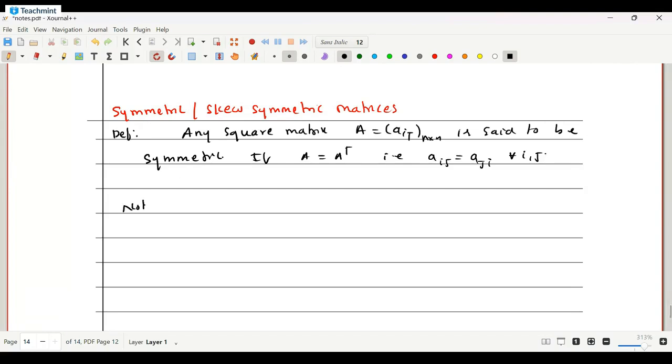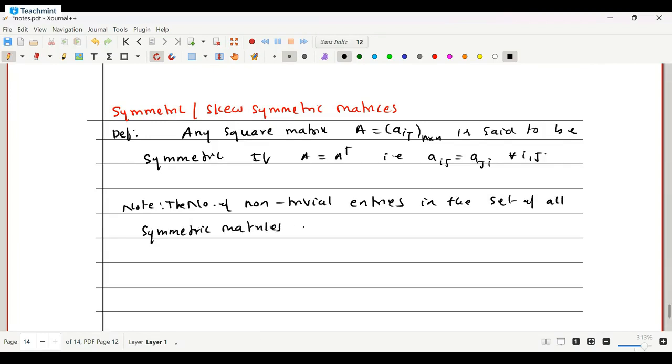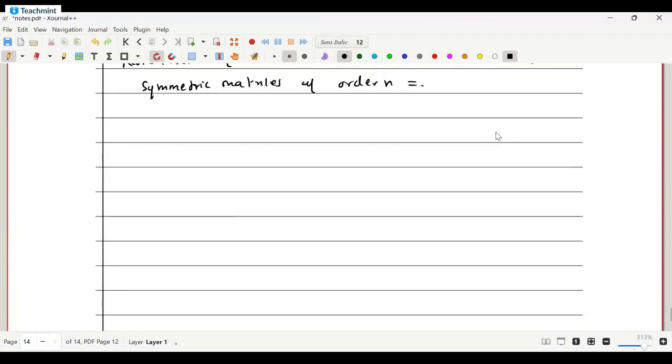Note: the number of non-trivial entries in the set of symmetric matrices of order n is equal to dash. And notice that we already discussed symmetric.